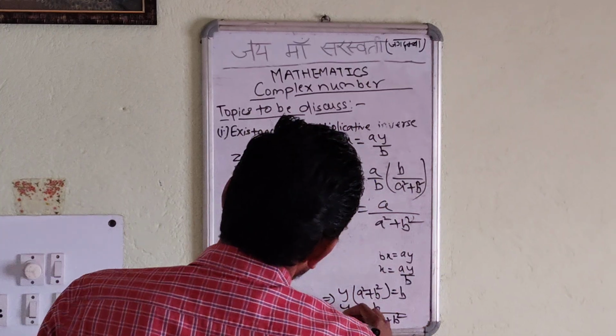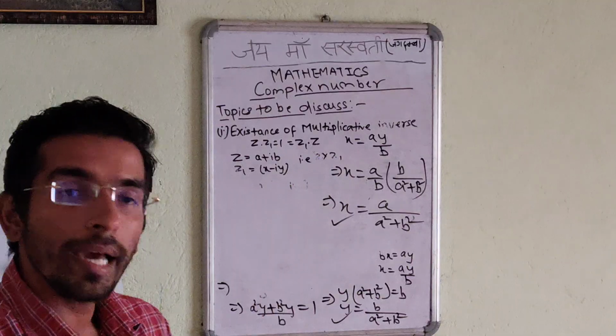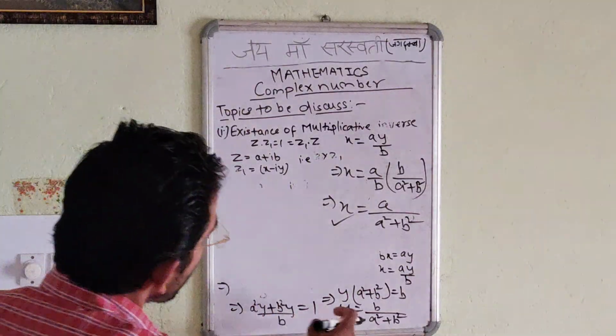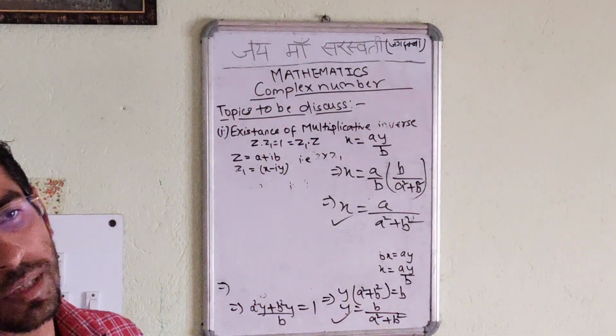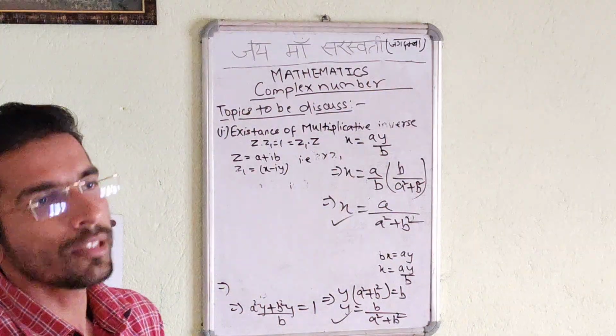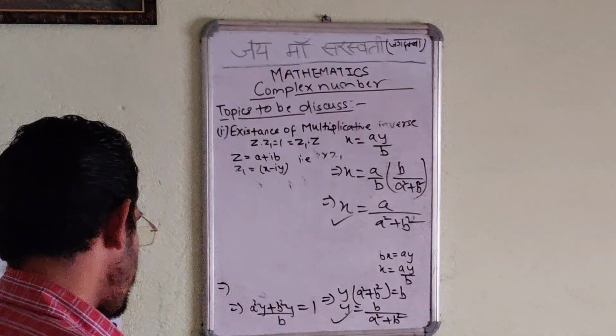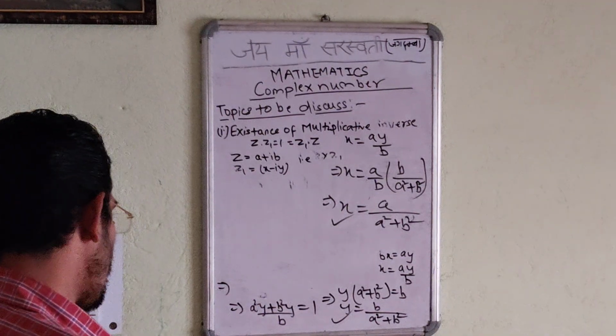So we have got the two results: x is equal to a by a square plus b square, and y is equal to b by a square plus b square. So we have got the result of x and y in terms of a and b. Now we will see how we write this.